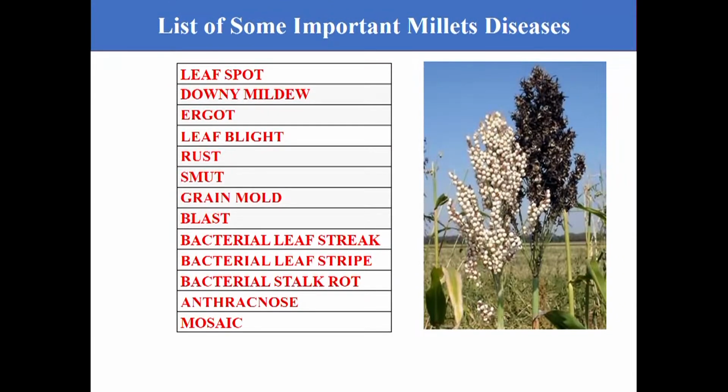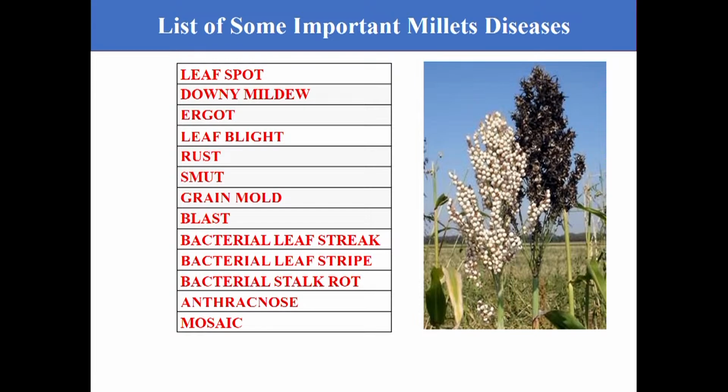And in spite of the importance of the millets, you can see the list of some important diseases which cause very large reduction in their yields as well as the quality of the product. These are important diseases like leaf spot, downy mildew, ergot disease, leaf blight, rust diseases, smut diseases, grain mold, blast, bacterial leaf streak, bacterial leaf stripe and bacterial stalk rot, anthracnose and mosaic diseases.